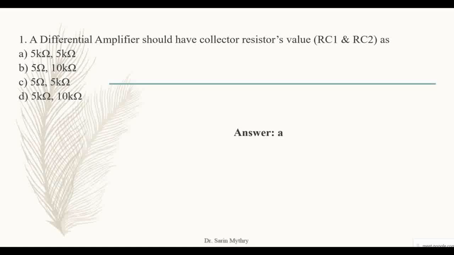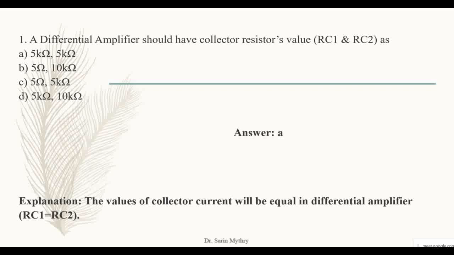Let us see what could be the exact explanation for option A, why option A has to be the correct answer. Here, the values of the collector current will be equal in a differential amplifier. That's the reason why RC1 is equal to RC2. We all know that the collector currents of a differential amplifier will be the same. If the collector currents are the same, it means that even the collector resistors are the same. If the collector resistors are different, then definitely the collector currents at the two different collectors, C1 and C2 at the outputs, will be different.